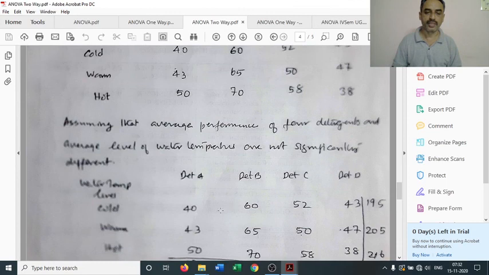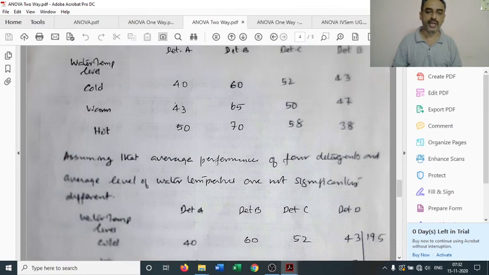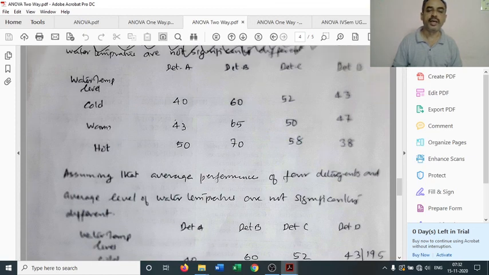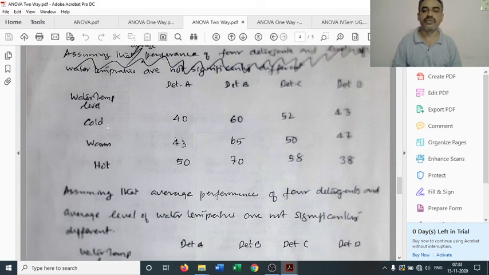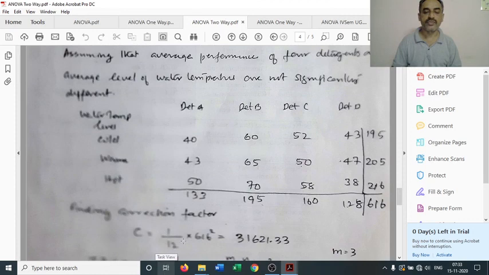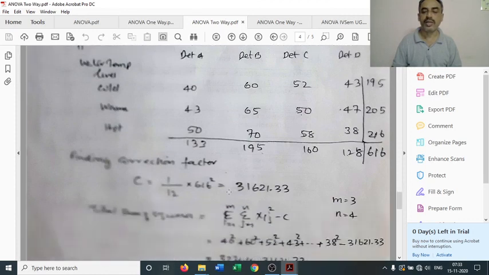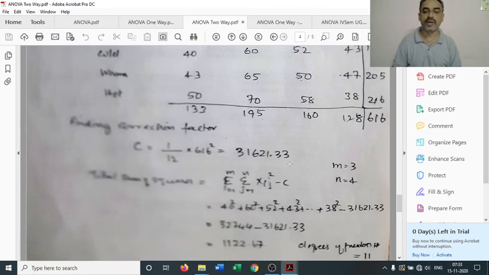Factor A has 3 levels and the average of the 3 levels are the same. That is the null hypothesis 1 regarding levels of water temperature. And the second factor is detergent performance, and we assume that the average performance of all these 4 detergents is the same. Now we find the correction factor C, again as before, the square of the sum of all values divided by the total number of observations, that is 12. So 616 square by 12, that is 31621.33.